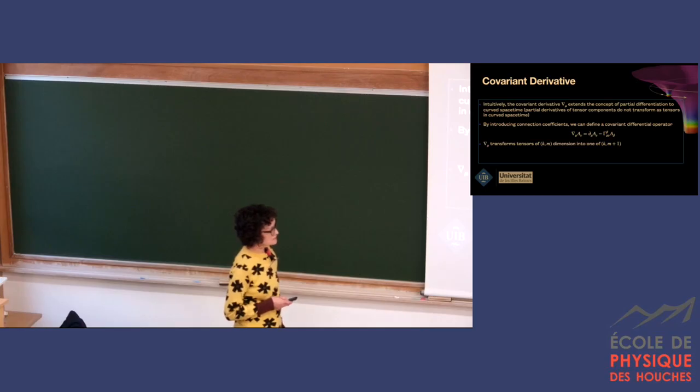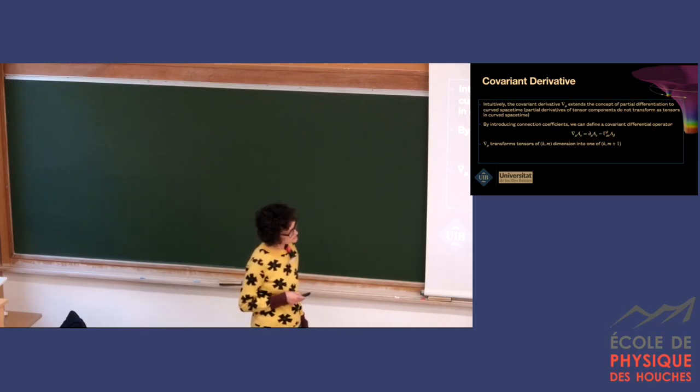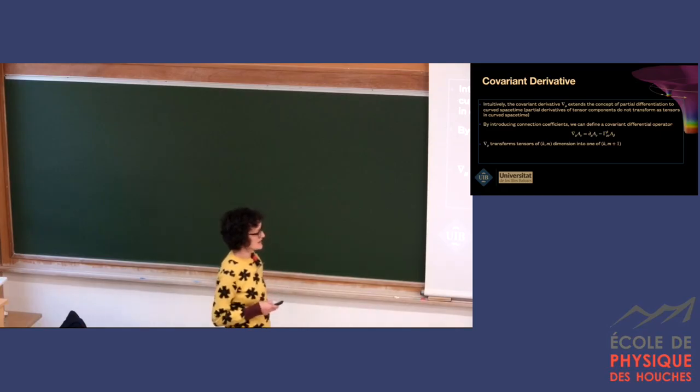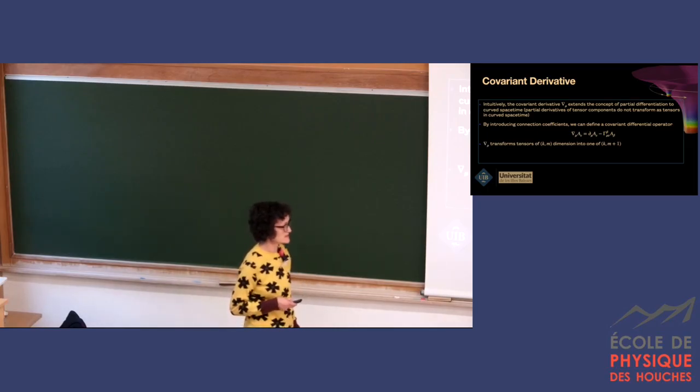So you have your usual partial derivative that you know from flat spacetime, plus, in this case, a connection term. In GR, we usually work with a specific connection called the Levi-Civita connection that has some nice properties, and we usually call these symbols Christoffel symbols. Essentially this covariant derivative transforms tensors, in this case, for instance, of dimension k and m, to another tensor that has different dimensions, k and m plus 1.